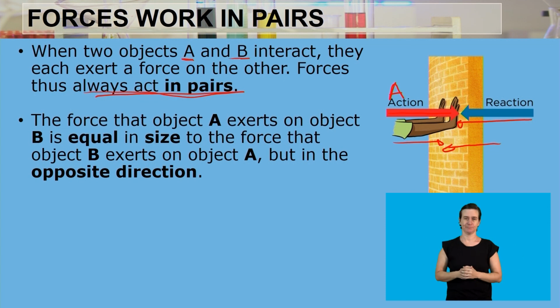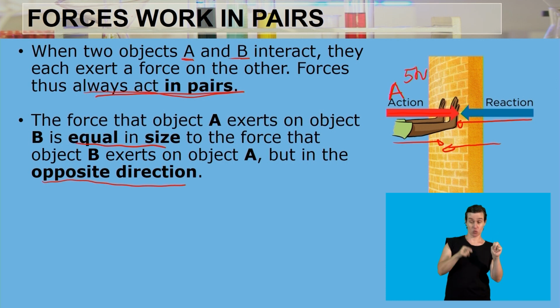So the force that object A exerts on object B is equal in size. Whatever force you exert onto the wall, the wall will exert the very same amount of force back to you, but in the opposite direction. The forces are equal in size, but the direction is different. If we apply a force of 5 newtons to the wall, the wall will apply the very same 5 newton force back to you, but in the opposite direction.